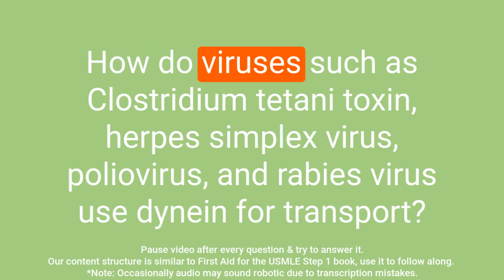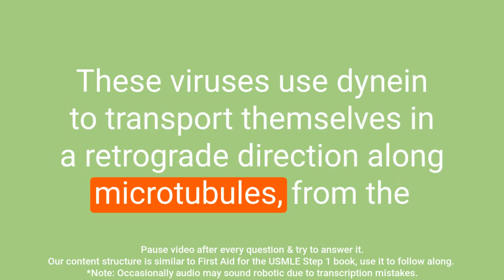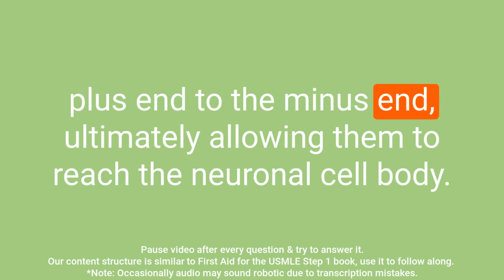Question: how do viruses such as Clostridium tetani toxin, herpes simplex virus, poliovirus, and rabies virus use dynein for transport? Answer: these viruses use dynein to transport themselves in a retrograde direction along microtubules from the plus end to the minus end, ultimately allowing them to reach the neuronal cell body.